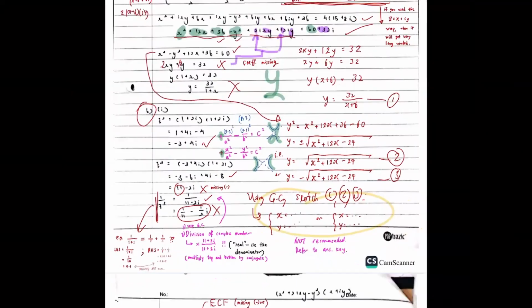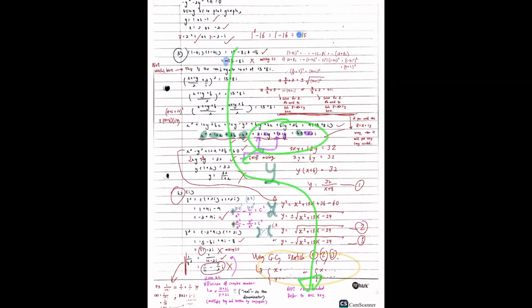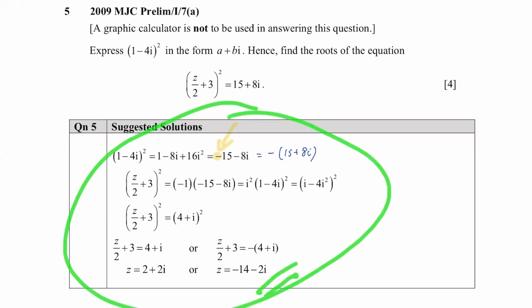You see the working you do. Look at the amount of working you're doing, and you still make careless mistakes along the way. Compared to the solution, look at it. So much shorter. That's the answer already.